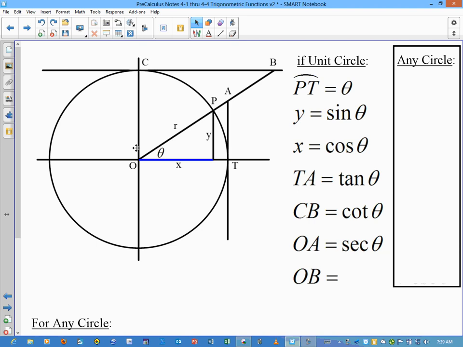And if you think about this radius and working with this interval, so we have these two lines cut off this segment OB, and that ends up being the cosecant, or the secant of the complementary angle.